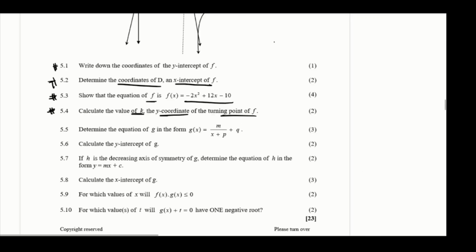We are going to do 5.5. It says determine the equation of g. So the equation of g is of the form g of x is equal to m over x plus p, plus q. So this is your hyperbola. So we're going to find the equation of this hyperbola.